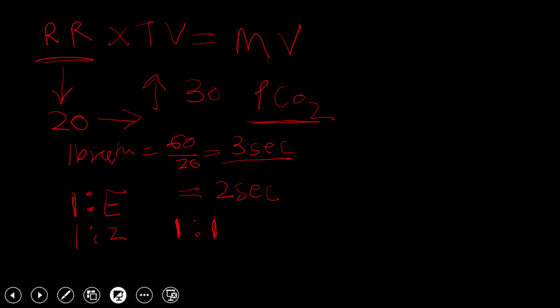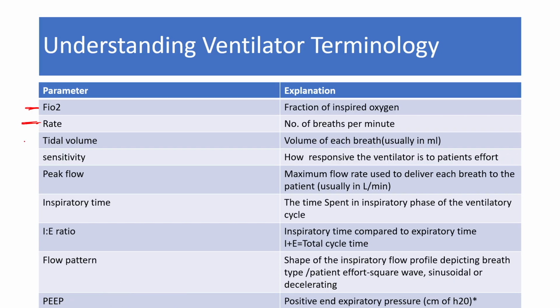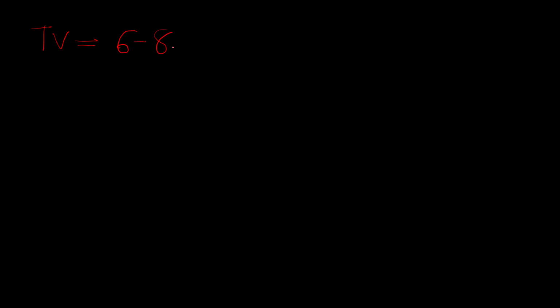Now let's go to the third important parameter, that is tidal volume. What is tidal volume? Setting of tidal volume in mechanical ventilation. Tidal volume is the amount of air which goes in and which goes out during normal respiration, and it is said that 6 to 8 ml per kg, even for the normal lung, is what you set.